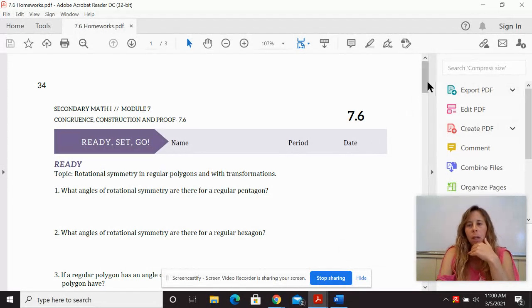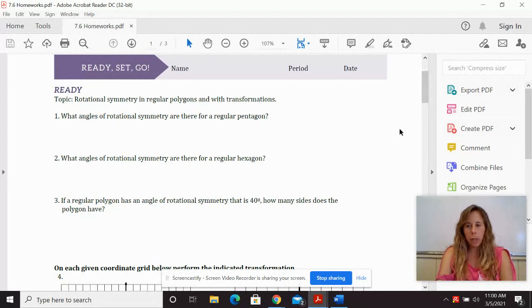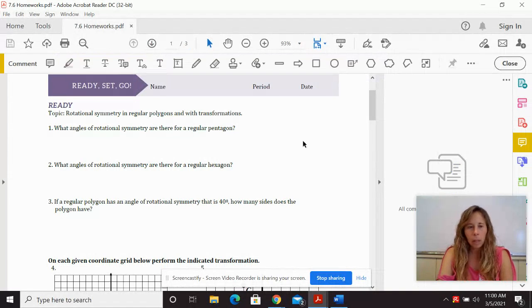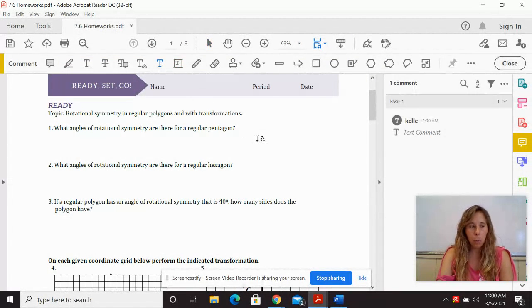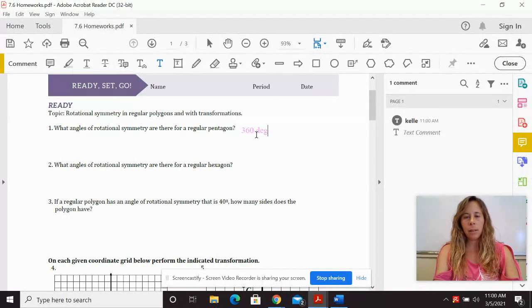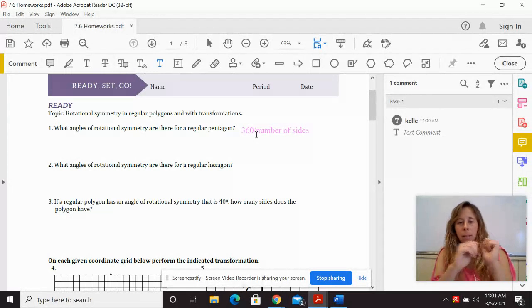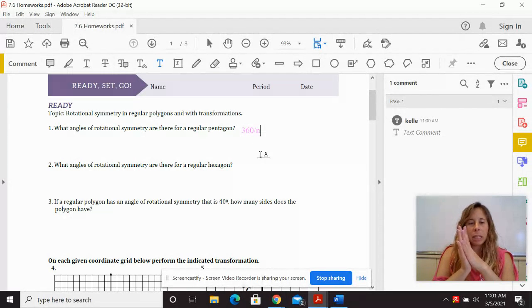Alrighty. So when you're talking about rotational symmetry, that is the equation. You have 360 degrees divided by number of sides. You remember that? Kind of? Yes, you do. 360 degrees divided by number of sides. Usually just write n, divided by n. How many sides does a pentagon have?